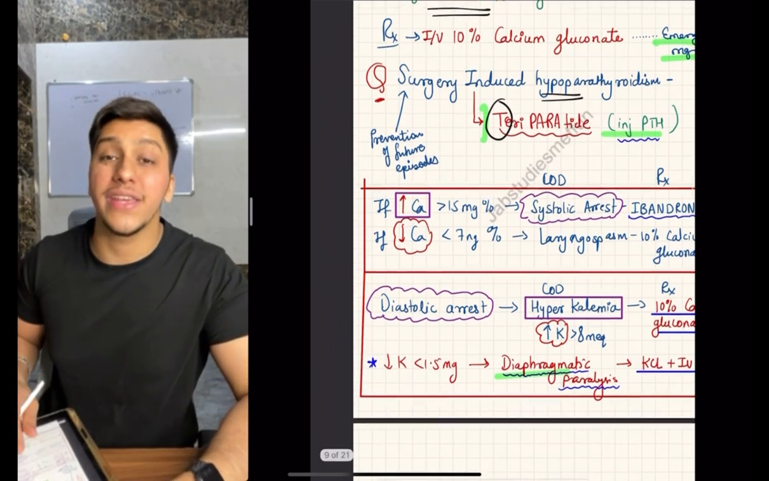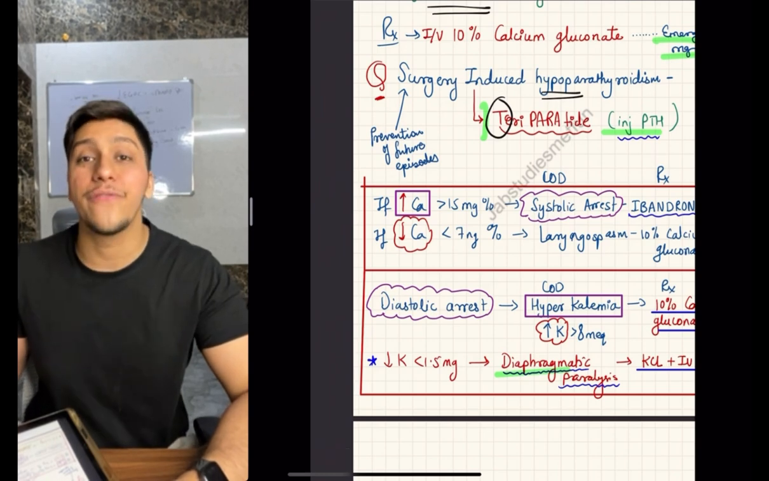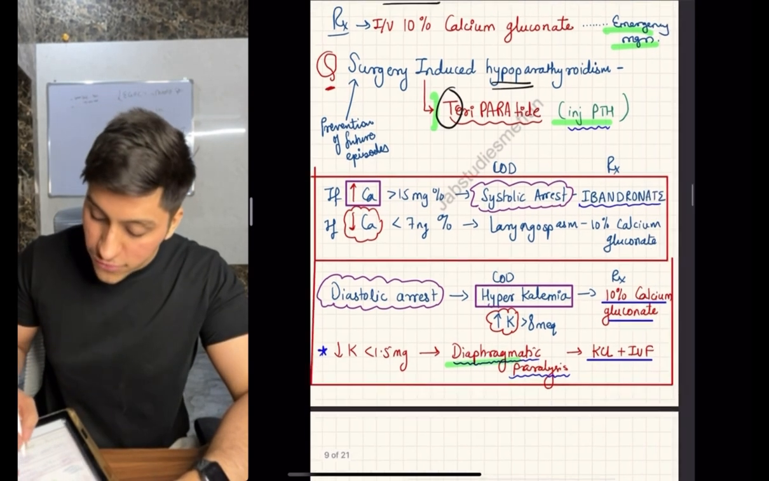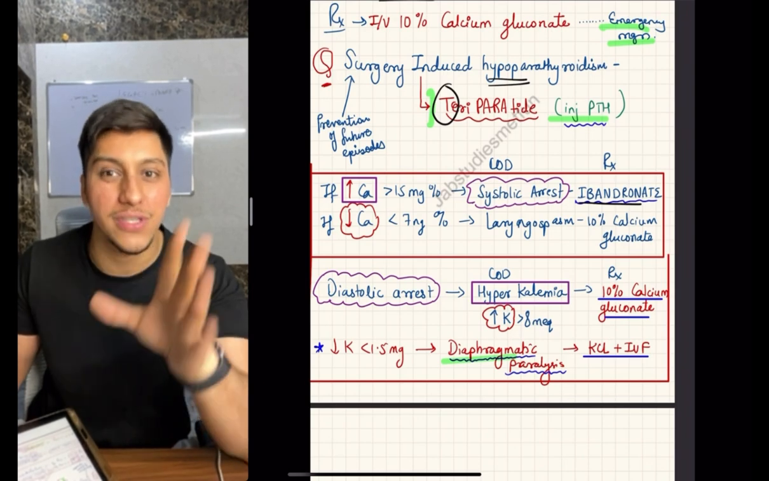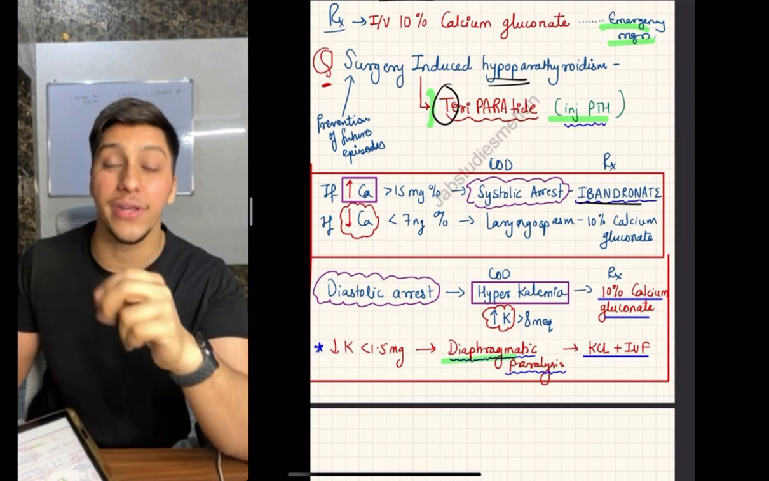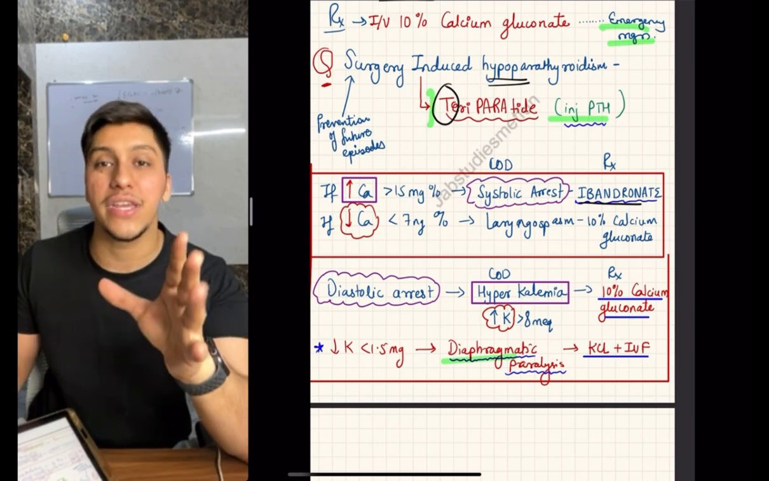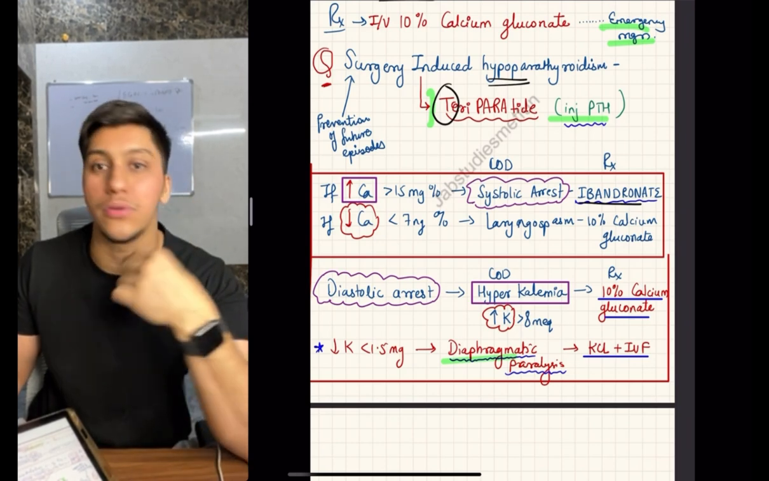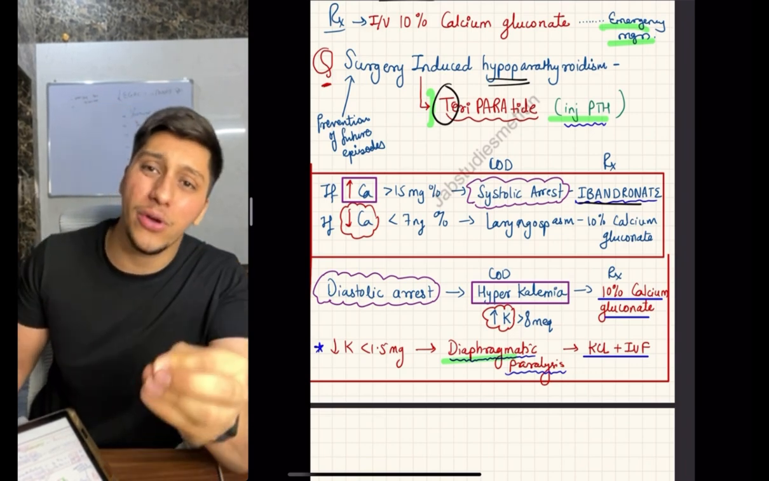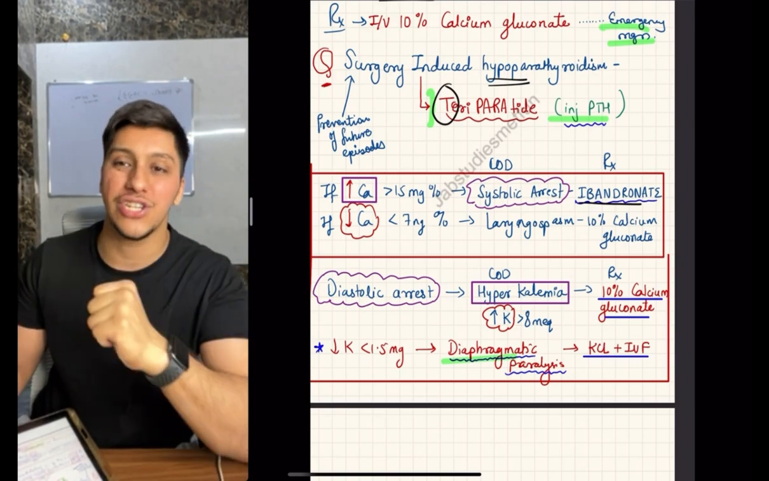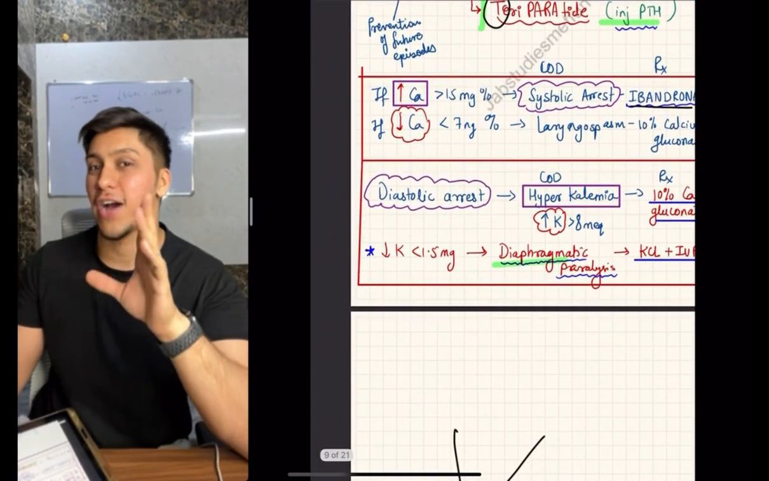Remember, Doc Saab, that whenever calcium is increased more than 15, you can cause systolic arrest. And if your calcium is too much, the drug of choice is going to be ibandronate. Remember, in primary hyperparathyroidism, the drug of choice was bisphosphonates. It is ibandronate. Second condition, whenever you have hypocalcemia less than 7, patient can get laryngospasm. There will be no air supply. Patient can die. If there is hypocalcemia, give them 10% calcium gluconate. As I already told you, diastolic arrest is because of hyperkalemia.